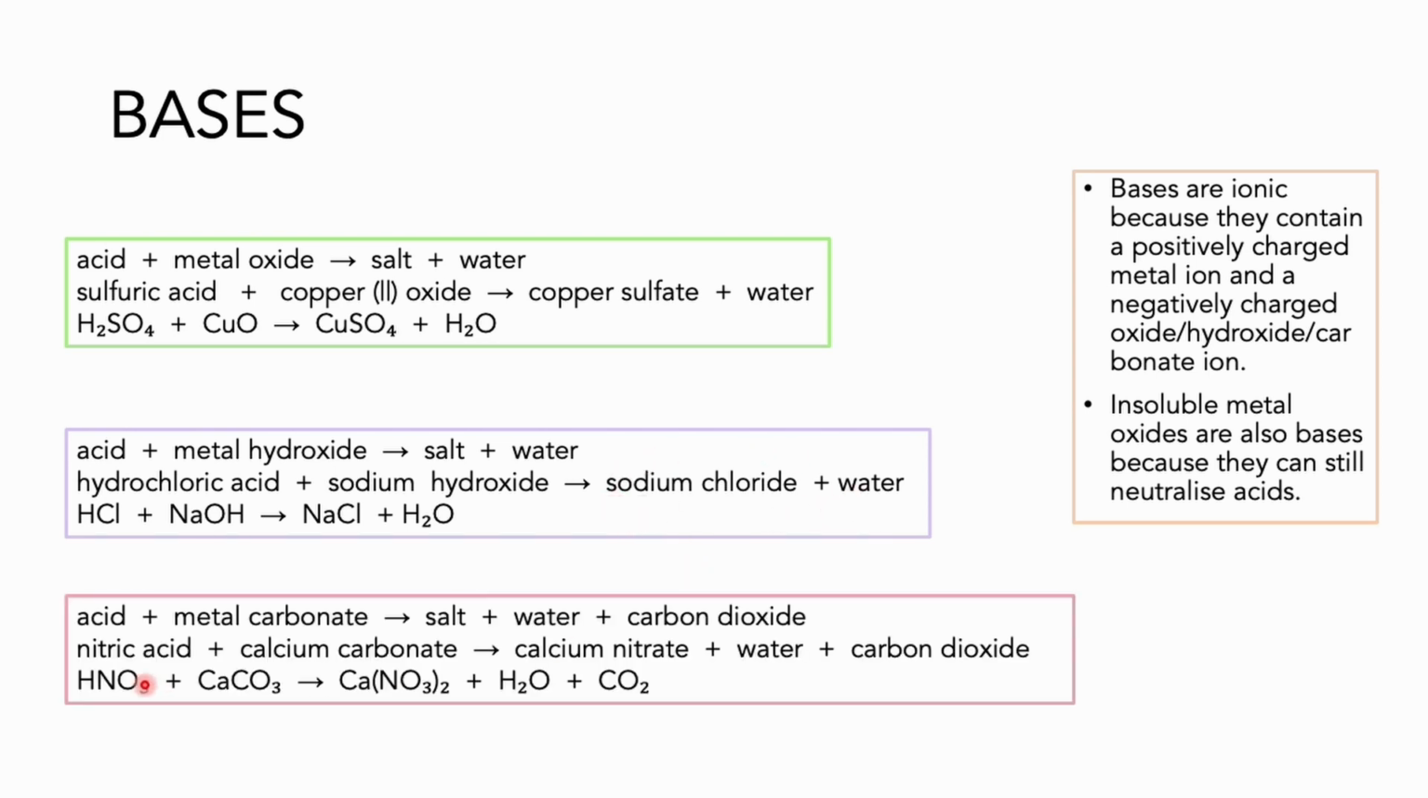We have nitric acid and calcium carbonate next, and you can see that carbon dioxide is also produced there because we've got a metal carbonate and an acid.